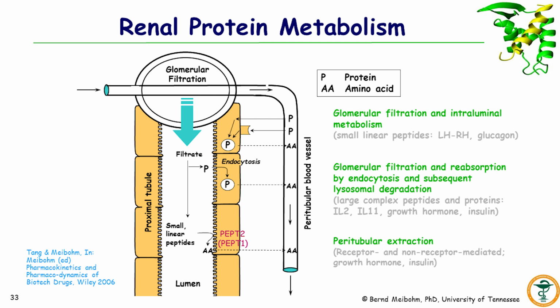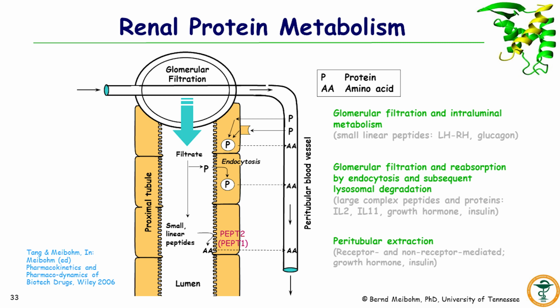Larger peptides and proteins that are still small enough to undergo glomerular filtration, like interleukin 2, interleukin 11, growth hormone, or insulin, are filtered into the proximal tubulus and then taken up in these proximal tubular cells by endocytosis and undergo lysosomal degradation, again leading to amino acids that can be reutilized in the endogenous pool.